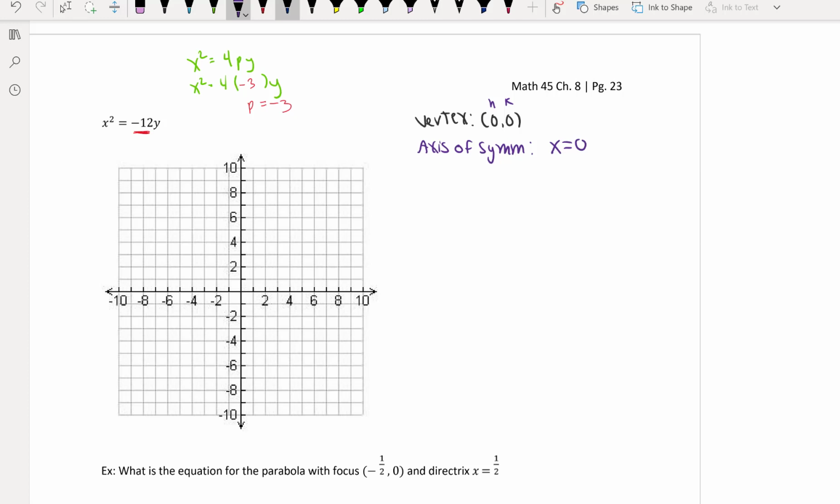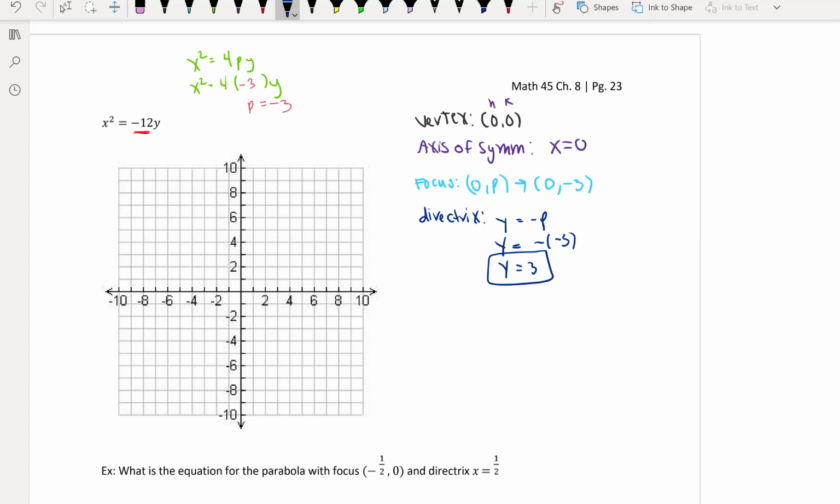Now, here's the new stuff. The focus is 0, comma, p. Well, that p value is negative 3, so that's going to be my focus. The next piece of information that I want is the directrix. The directrix is y is equal to negative p. So y is equal to negative of negative 3, so y is equal to a positive 3 for my directrix.